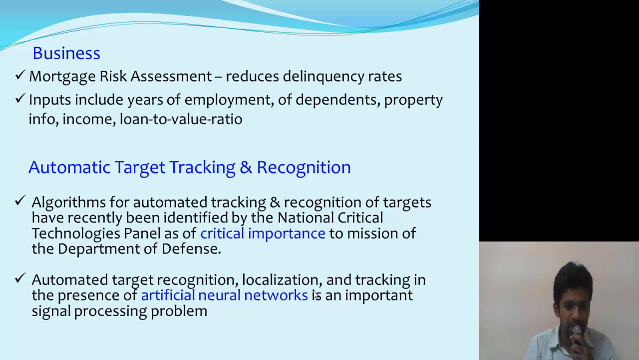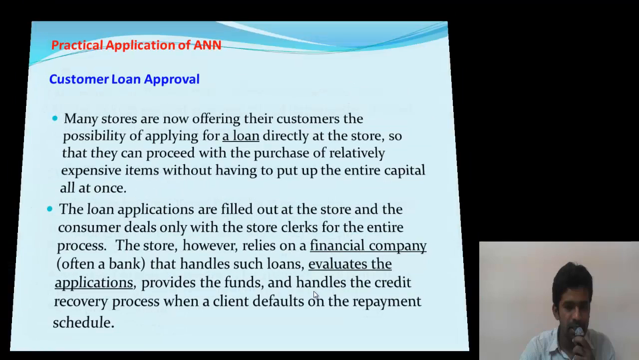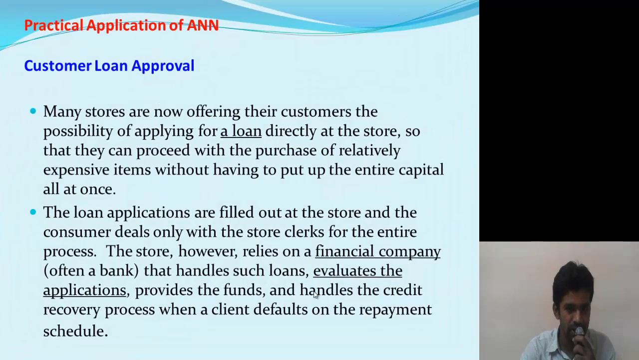Usually the missiles and the bombs that are used by the Defense Ministry, I mean defense people, are automated to function efficiently. Automated target recognition, localization and tracking in the presence of artificial neural networks is an important signal processing problem. Practical application of artificial neural networks.